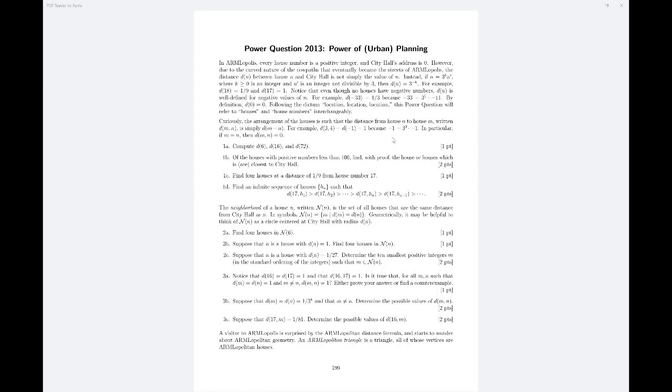Nonetheless, I think doing an ARML power round would be good. First of all, we could go through an entire power round reasonably within the time we have, and it's also good practice in terms of getting used to the format of power rounds without having something too difficult. Okay.